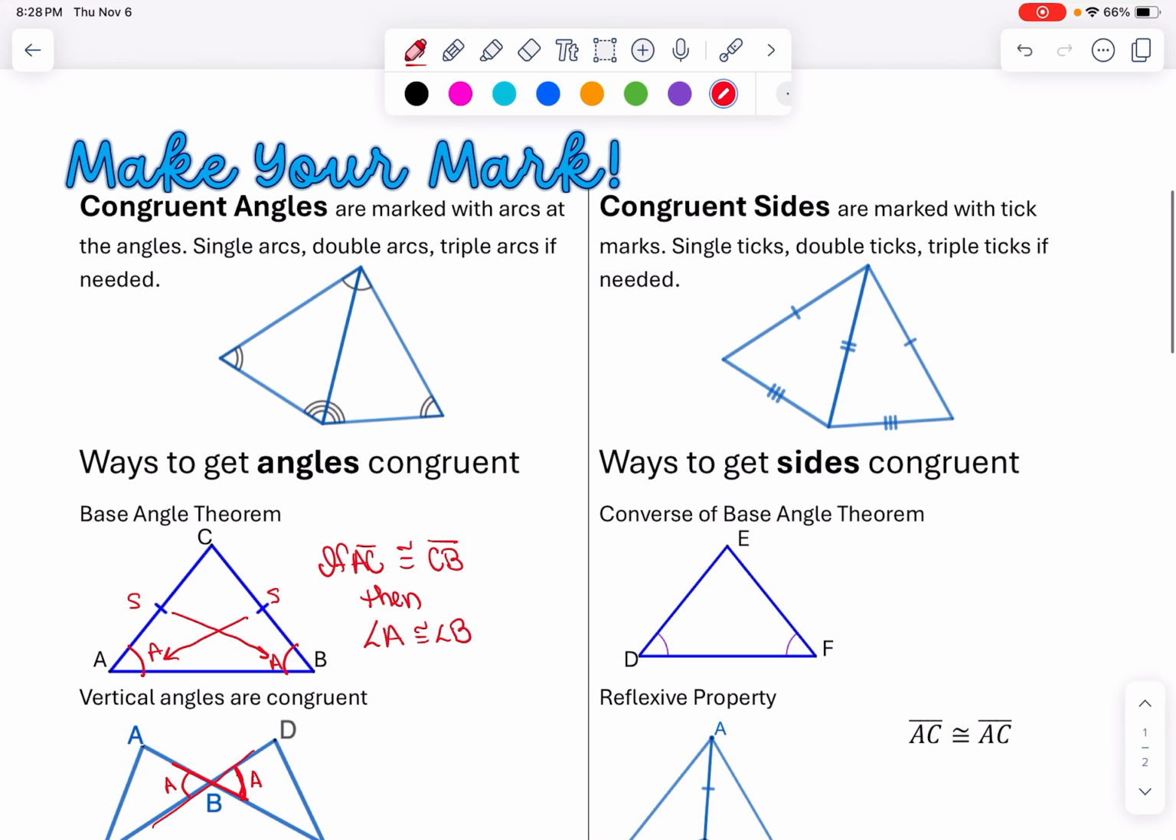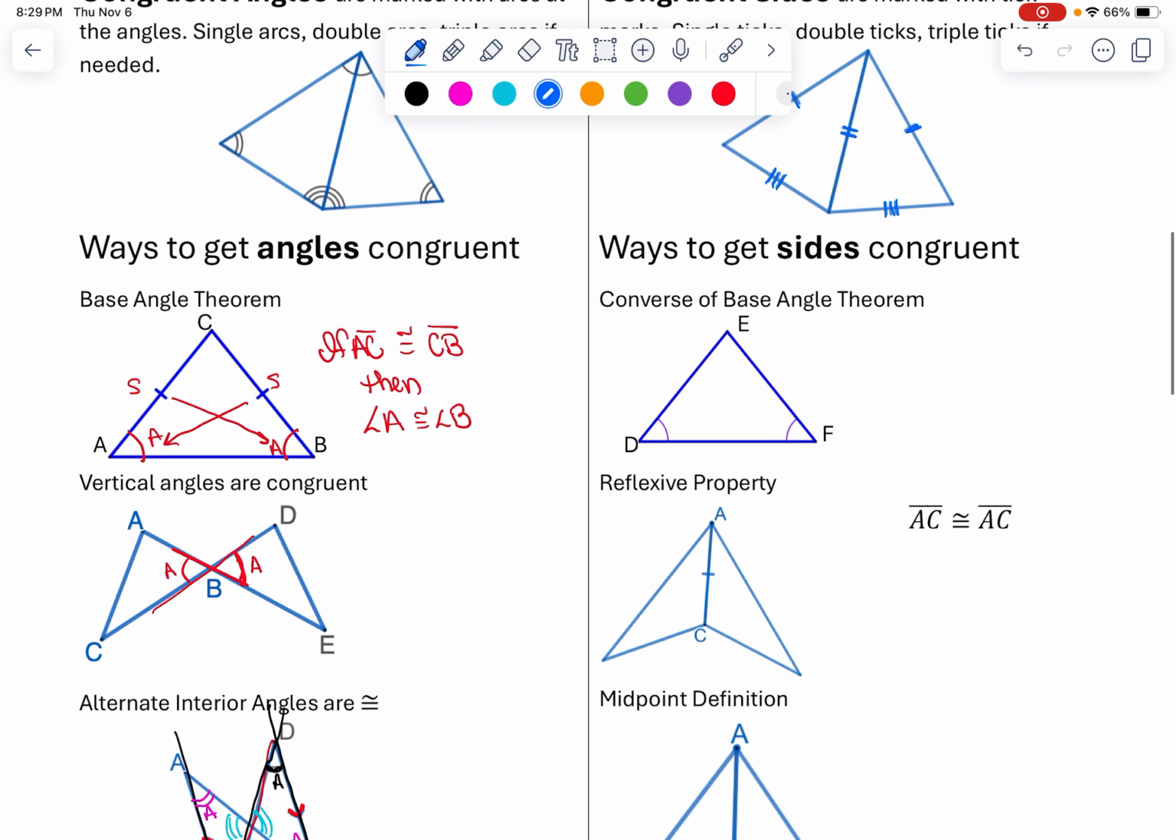There are several ways to get sides congruent. We denote that sides are congruent by using single tick marks to show two sides are congruent, double tick marks to show others are congruent or something is congruent to itself if it happens to be a shared side, and triple to show that the third pair of sides are congruent. The converse of the base angle theorem says that if angle D is congruent to angle F, then the legs have to be congruent to one another. So segment DE has to be congruent to segment EF.